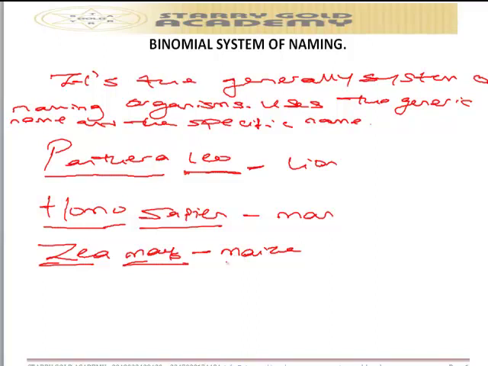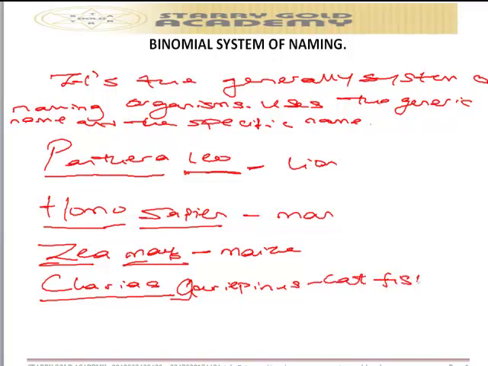So we have this name for every organism, plants, animals, and so on and so forth. Catfish is Clarias gariepinus. So make sure both are underlined. If you don't underline both, you'll be getting it wrong, right?